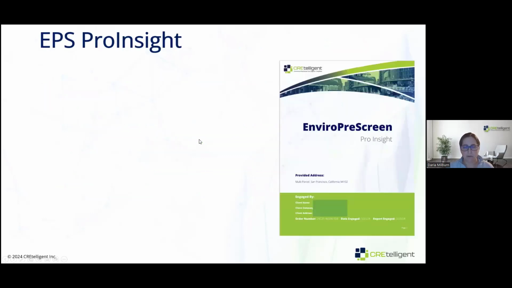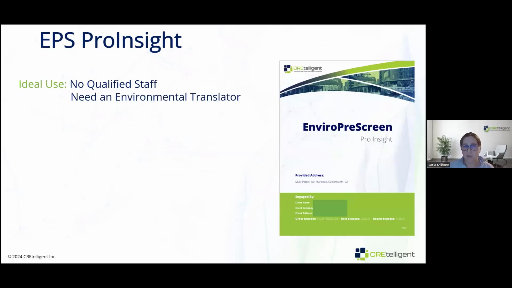So if you find yourself looking at a report and saying, I don't even know what I'm looking at, what can I do? This is where we have our EPS Pro Insight. And it does exactly that. It provides the insight of a professional. Its ideal use is for users who don't have qualified staff. Or even if you just feel like you think you know what you're looking at, but you need an environmental translator for you, or you just want an EP's opinion. And that environmental professional's opinion can be very helpful and shed an awful lot of light for the user.